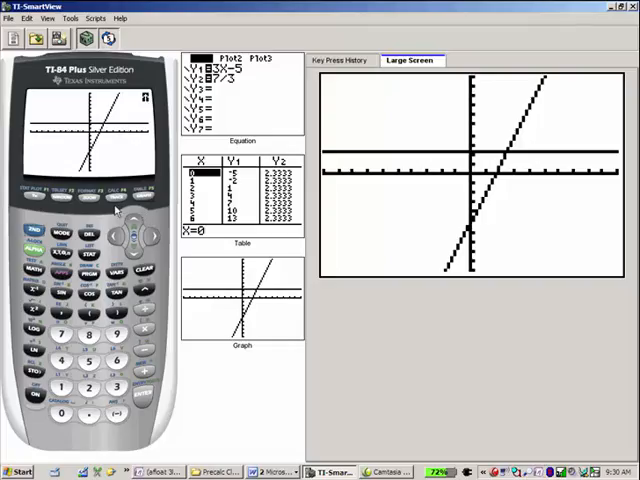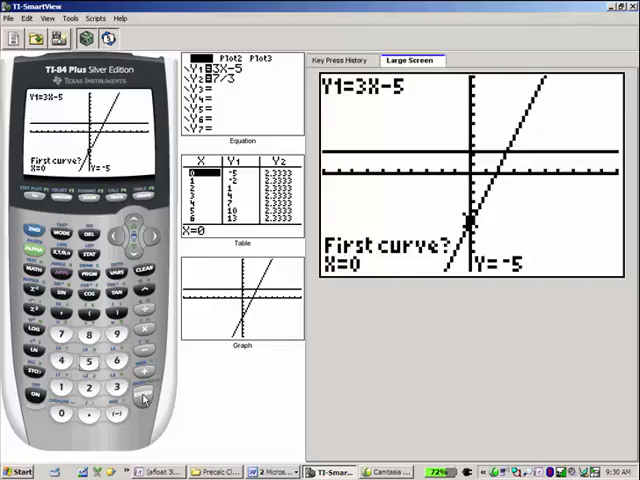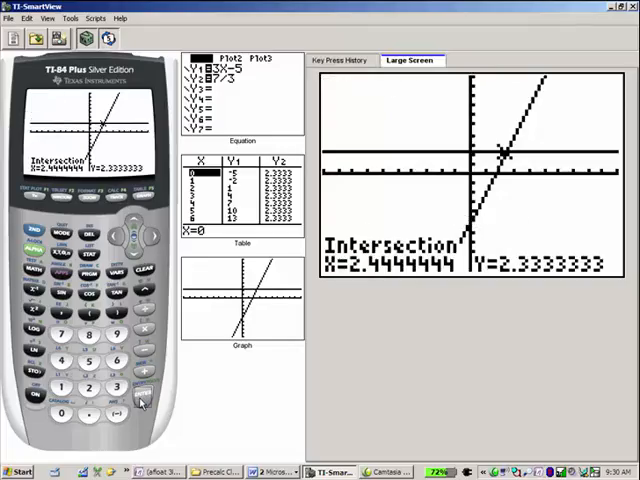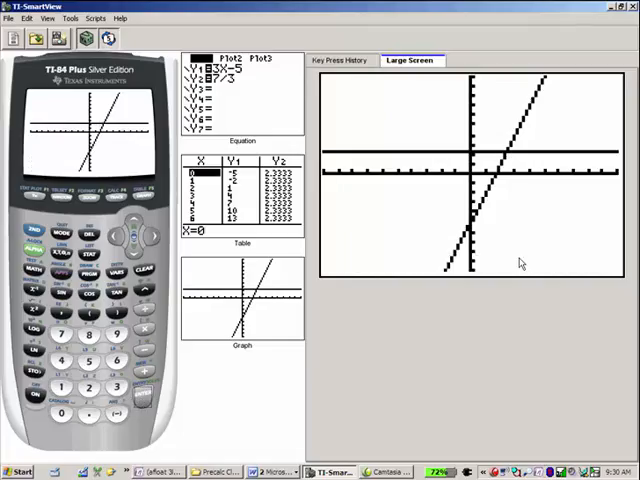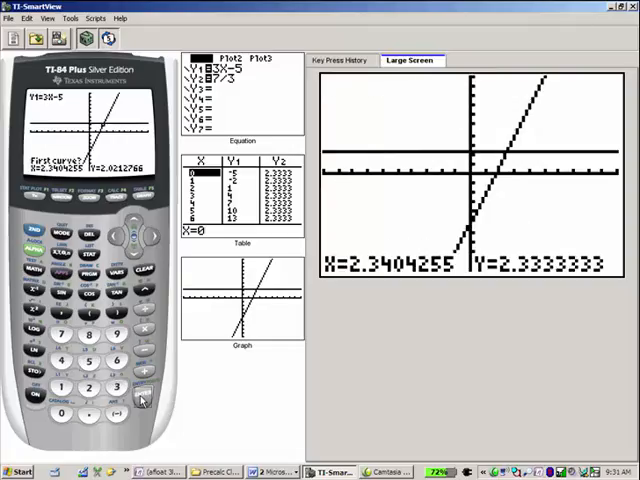So let's do second calc. Let's find out where those two lines intersect. Enter, enter, enter. And they intersect... What happened? And I messed it up. All right, let me try that again. Where do they intersect? Enter, enter, enter. And it tells me they intersect when x is equal to 2.4 repeating.